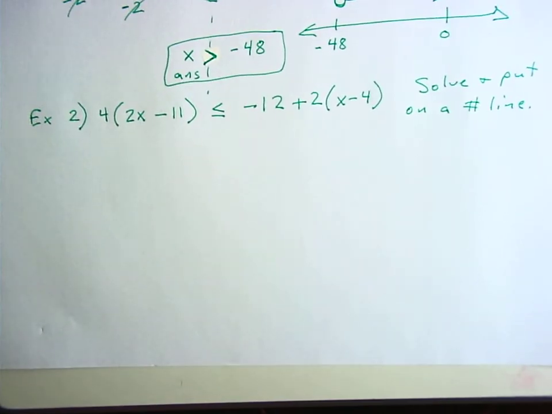It is 4 times, in parentheses, 2x minus 11 is less than or equal to negative 12 plus 2 in parentheses x minus 4. So the first thing you're going to do is distribute and then solve from there, get x's on the same side. And you should pause right now and try it. Do this on your own.